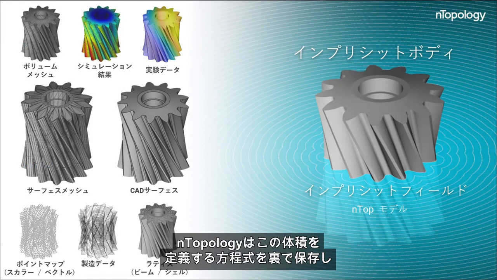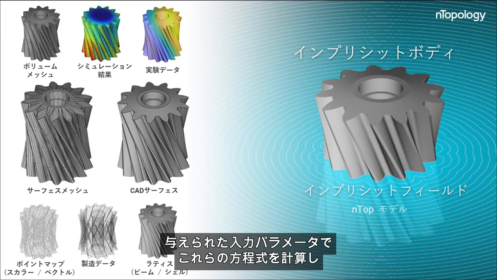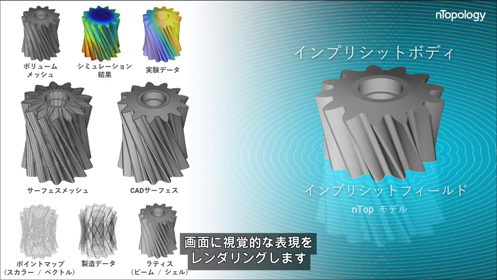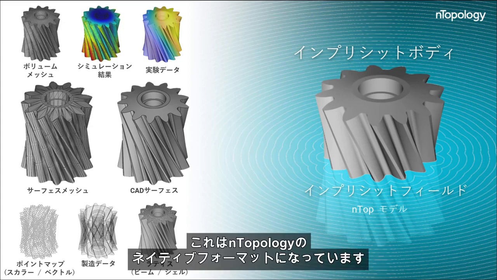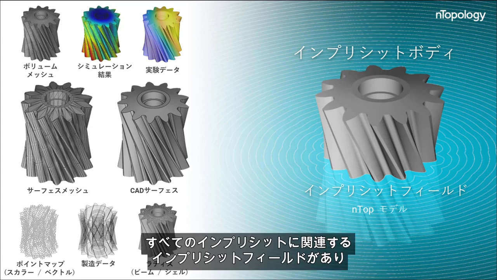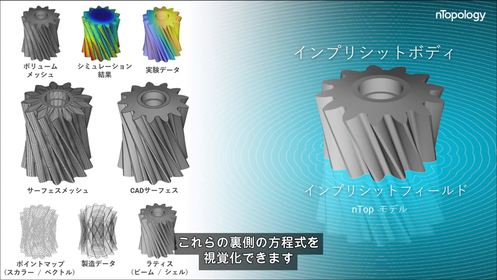nTopology stores these volume-defining equations behind the scenes, and with given input parameters, it computes these equations and then renders out a visual representation on the screen. This visual representation is called the implicit body, which is nTopology's native format. There is an implicit field associated with every implicit body, which allows us to visualize these behind-the-scene equations.